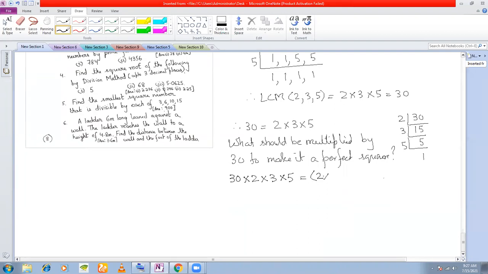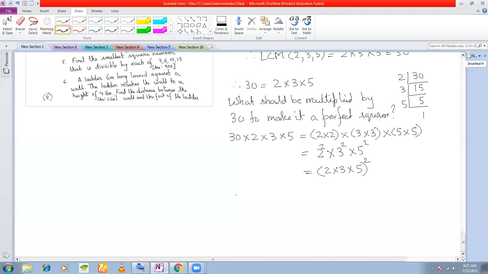So you get here 2 into 2 into 3 into 3 into 5 into 5, right? So that means you get this as 2 square into 3 square into 5 square. That means (2 into 3 into 5) square. So this now becomes a square number. So what is the least square number?